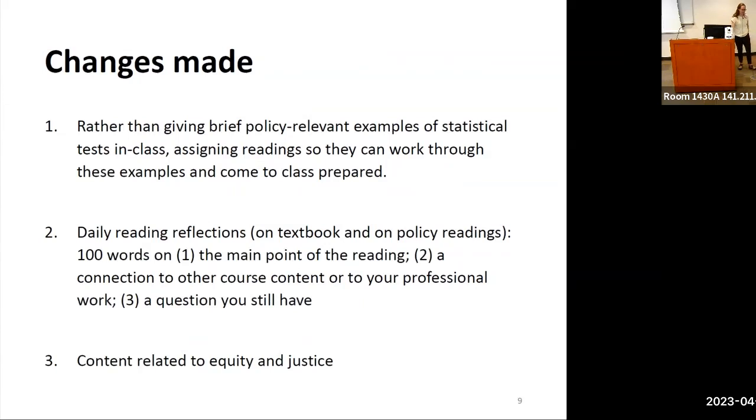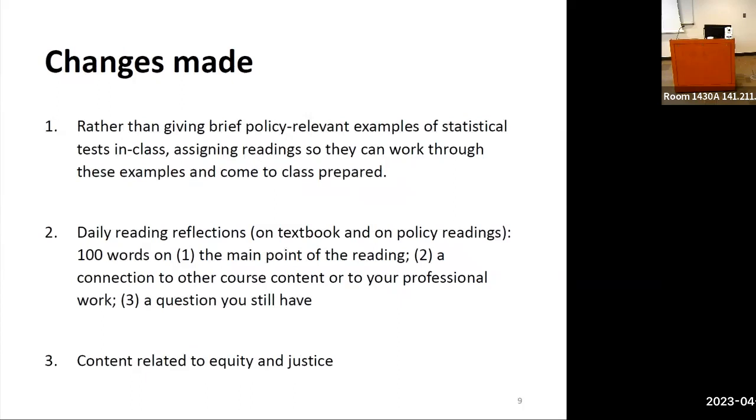Number one, I think it's really common in methods classes to, within class, give a brief example. So maybe it's like super early days in the semester and you're teaching mean, median, and mode. And so you give them some examples based on income distribution in the US. I learned that my students don't remember those examples very well if I just throw them at the students during class, because they haven't had a chance to digest it.